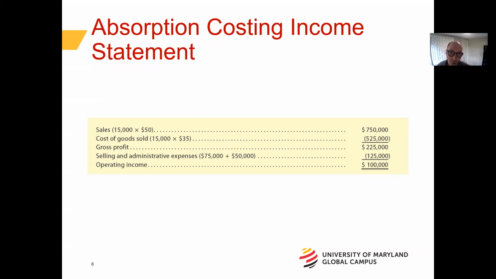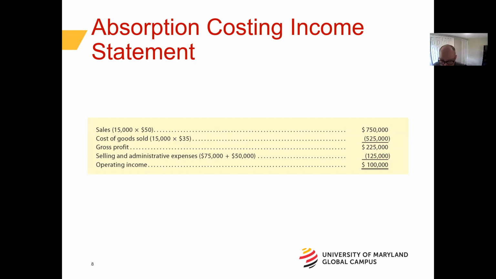Now remember, we report it differently. That's why we recognize that absorption is different from variable. So let's take a look. We sold 15,000 units at $50 apiece. So that's $750,000 in sales. Makes perfect sense to me.